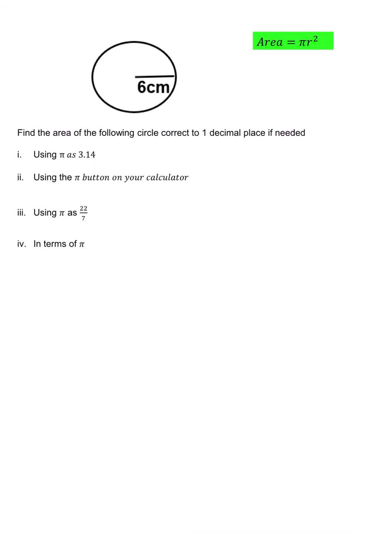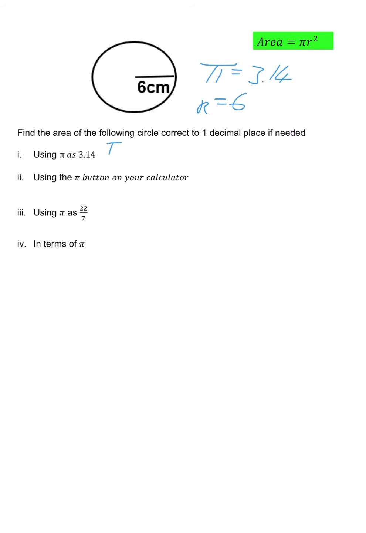Now, to find the area of a circle, we use the formula pi times radius squared. So pi is this sign that you'll see, and generally that stands for 3.14. But you'll see in this question that sometimes you can be asked to use different approximations for pi. Okay, so the first one here, we need to use pi as 3.14. And in this question, our radius is going to be 6.